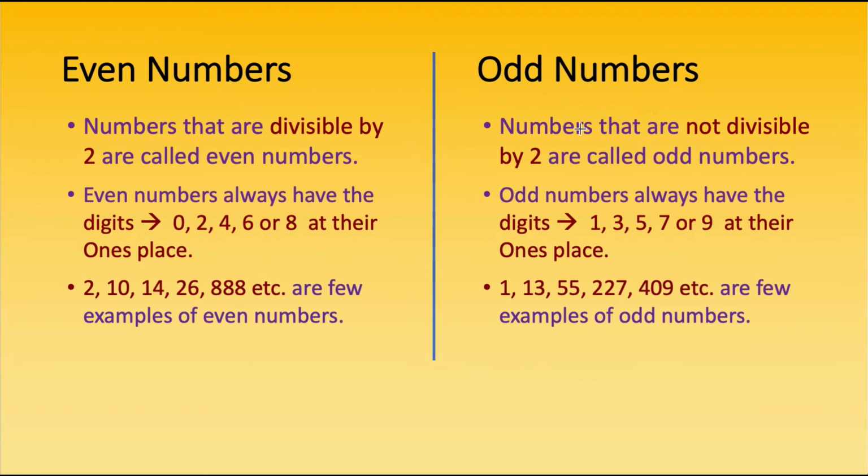Now, odd numbers, the numbers that are not divisible by 2, right? They are odd numbers. Odd numbers always have the digits 1, 3, 5, 7 or 9 at their ones place, right? And these are a few examples of odd numbers. And again, observe the digits at ones place, right? And these digits are among these ones only. So these are the odd numbers.